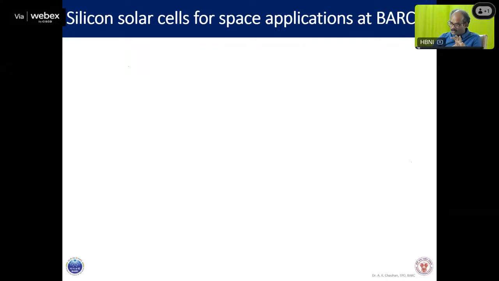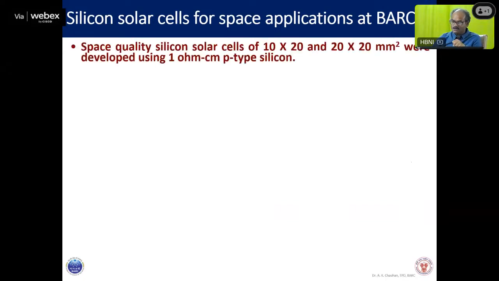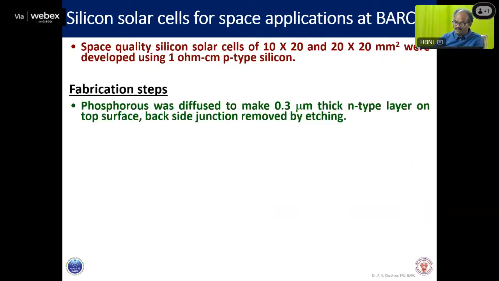We at BARC also had taken up this technology for development of solar cells for specific space applications. These solar cells were not available in India in the 60s. So BARC took up the development of these solar cells for our space applications. It was required, and the solar cells were not given to us.